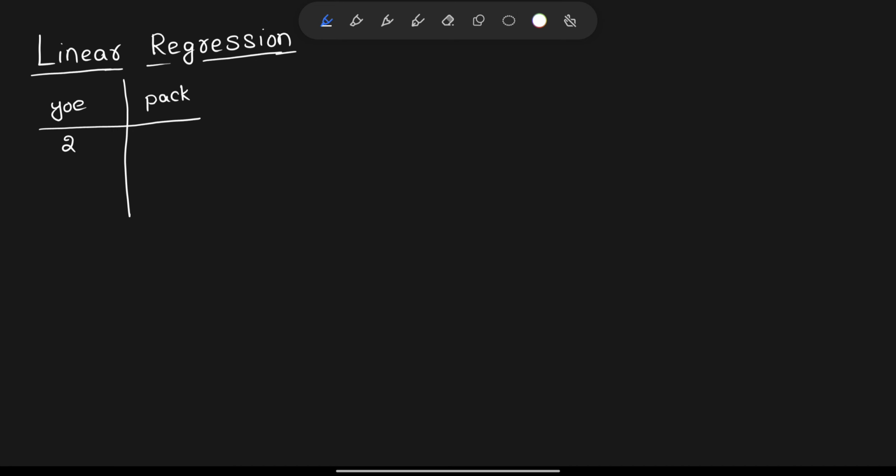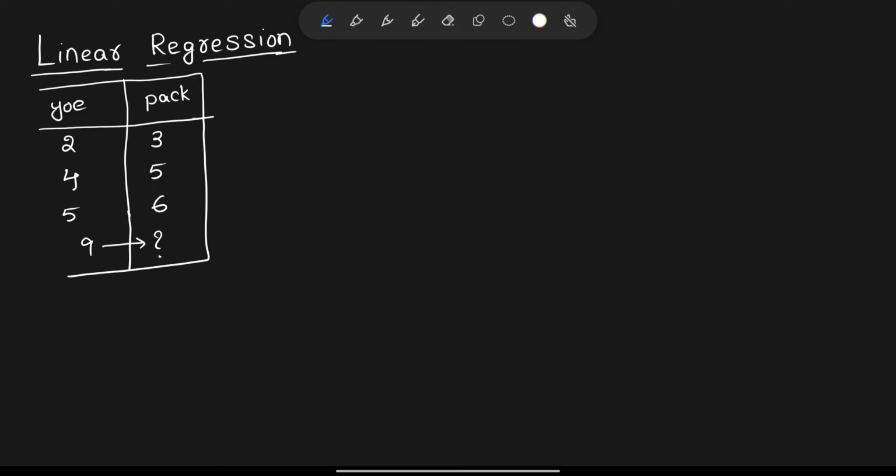Suppose for 2 years the package is 3 LPA, for 4 years the package is 5 LPA, for 5 years it is 6. For 9 years, what will be his package? This is a question. So we will solve this and find what his package will be for 9 years by using linear regression.